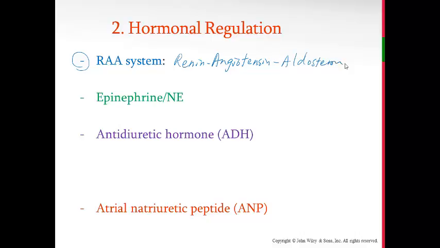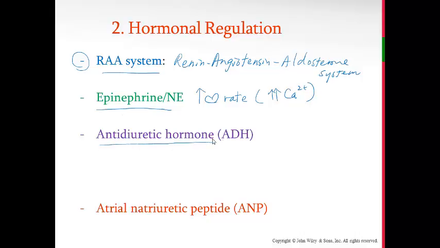Aldosterone, right, system. So now don't forget, we'll take a look at this in the next slide. Now epinephrine as well as norepinephrine, they also work to help your heart contract much faster, increase your heart rate, as well as by giving it more calcium supply, for instance. Now also our antidiuretic hormone, remember ADH, our vasopressin. So all three of these work when, for instance, you have a drop in blood volume.